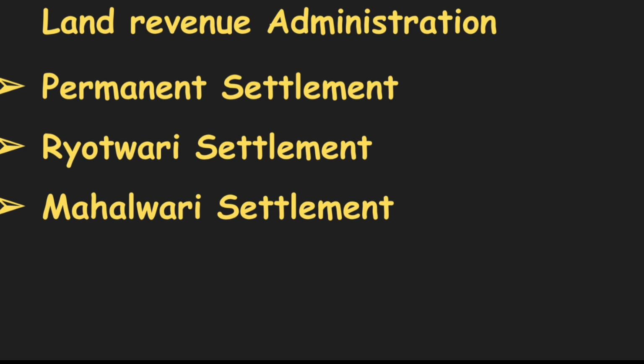Next and the last one is the Mahalwari Settlement. What is Mahal? Mahal is a group of villages. Here, the Mukhya is also known as the Nambardar. They were British agents, so they were paid by the British. In this settlement, there was collective responsibility. It was implemented in central India, Awadh, Punjab and the Northwest. It was implemented by Elphinstone and Holt Mackenzie in 1822.